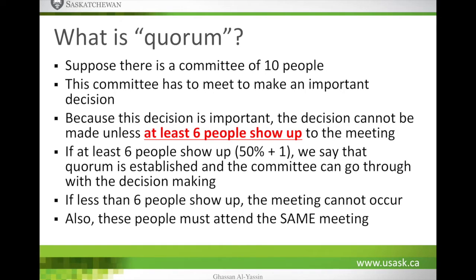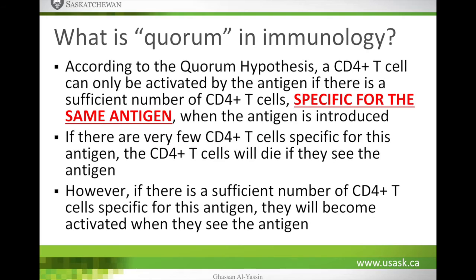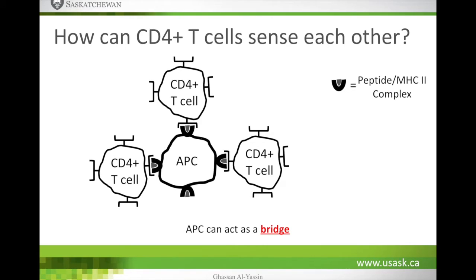So how does this translate to immunology? If a single CD4 T cell sees the antigen, it will die because quorum cannot be established. However, if enough CD4 T cells are around, then quorum can be established. And how do you make these CD4 cells go to the same meeting? Well, they need to interact with the same antigen-presenting cell, APC.